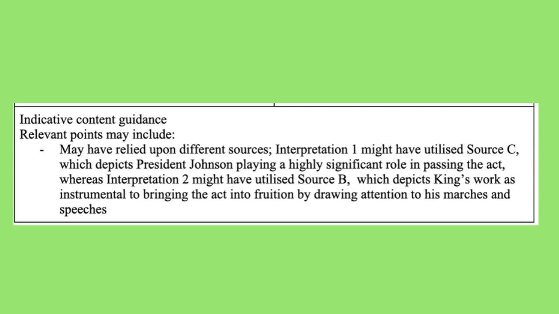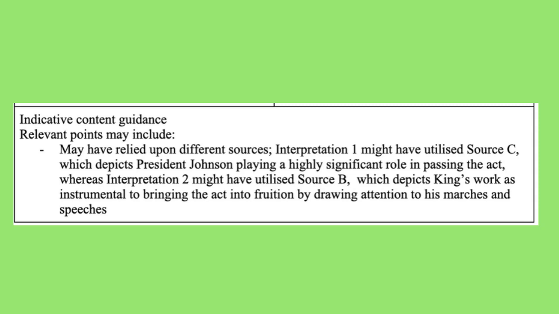You might have said that they differ because they rely upon different sources, and that's a really great way to integrate the sources as the question invites you to do that. So you might say then that interpretation 1 might have used source C because that depicted President Johnson playing a very significant role in passing the act. He's right in the centre of the picture, so that's the impression that you might get from that source.